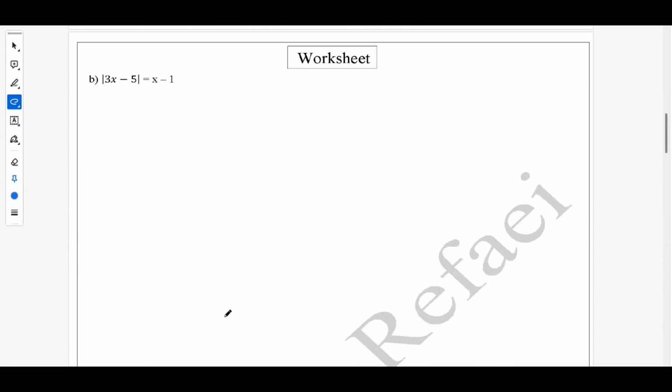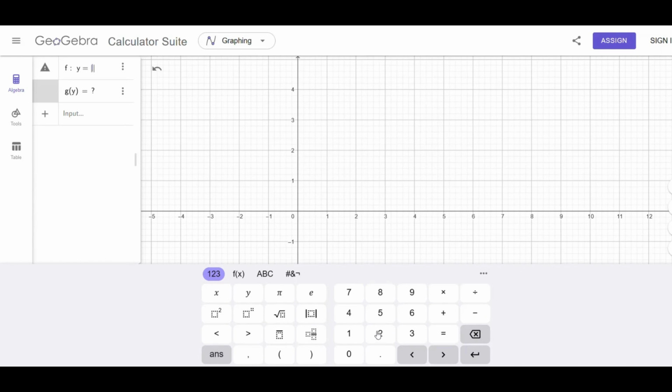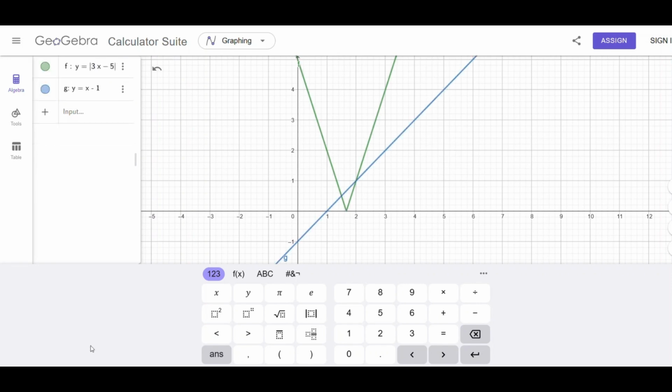Modulus of 3x minus 5 equals x minus 1. I'm not going to sketch it by hand. I'm going to use GeoGebra to sketch it and show you how many solutions we are going to get. 3x minus 5, this is the modulus part. The other part, x minus 1, this is the linear part.